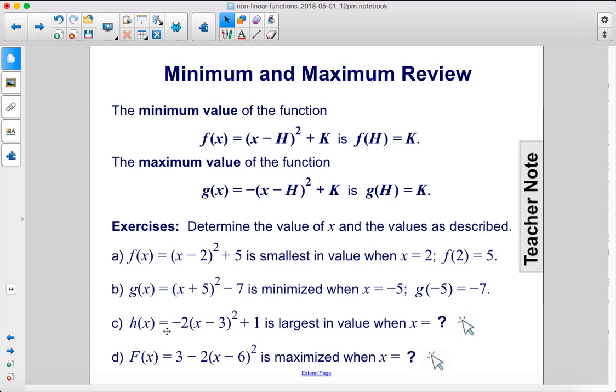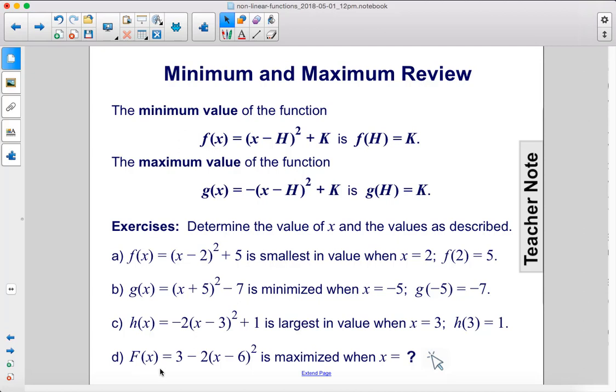Here, -2(x - 3)² + 1 is largest in value when x equals 3. When x equals 3, you plug 3 in and you will get 1 as a result. And this is a downward facing parabola because a is negative. So that's why it's largest in value at the vertex.